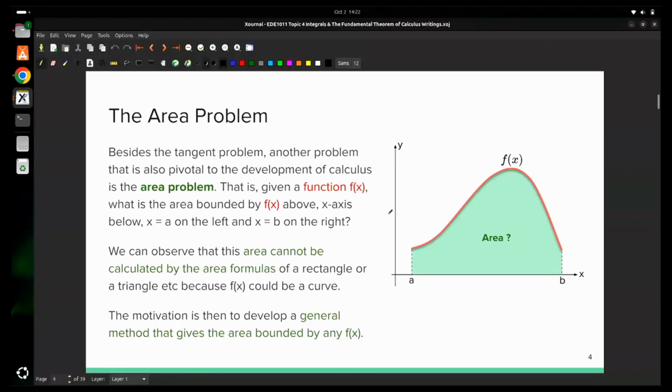Okay? So now, what we want is basically, if I give you a function f of x, any function, then I give you the interval a to b, and I ask the very logical question: how can you find the area under the curve above the x-axis? This is the motivation, this is what Newton is trying to find.